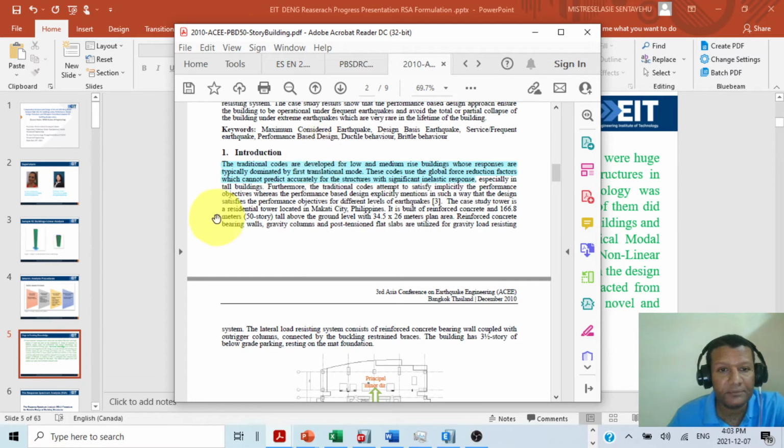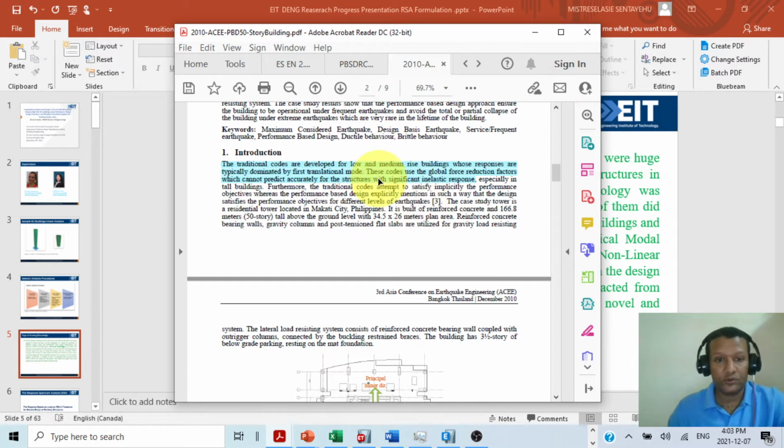For example, this researcher says the traditional codes are developed for low and medium rise buildings whose responses are typically dominated by the first translational mode. Thus the codes use the global force reduction factor, R factor, which cannot predict accurately for structures with significant inelastic response, especially tall buildings. Furthermore, the traditional code attempts to satisfy the performance objectives implicitly, whereas performance-based design explicitly ensures that the design satisfies the performance objectives for different levels of earthquake.